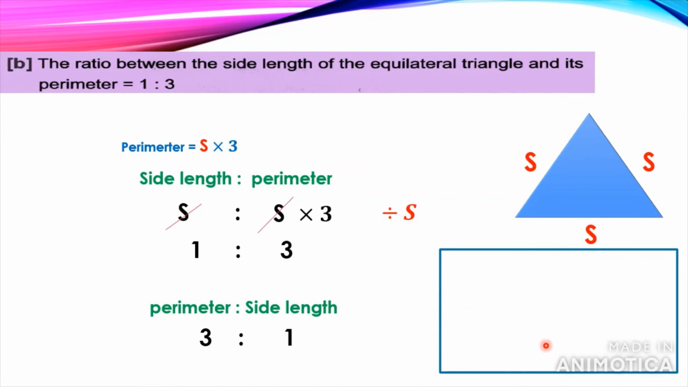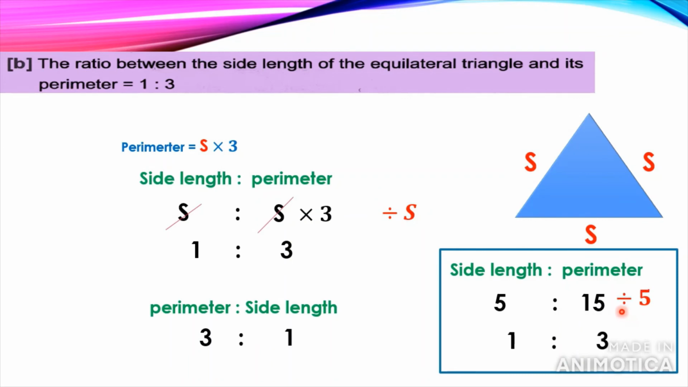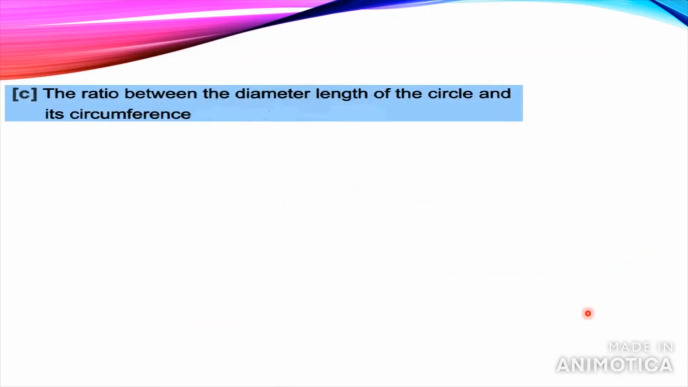For example, I said it will be a fixed 1 to 3 or 3 to 1. If I have an equilateral triangle whose side is 5, the perimeter will be 5 multiplied by 3 equals 15. So 5 and 15, simplified to the simplest form by dividing by 5, give the ratio 1 to 3.